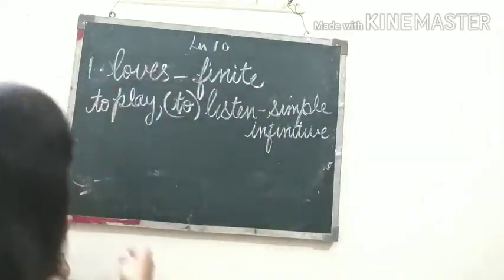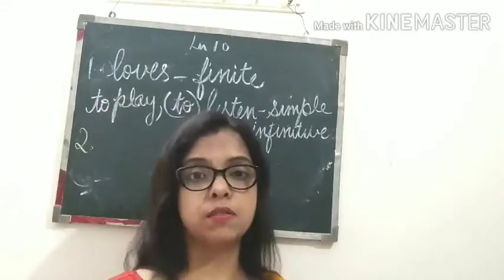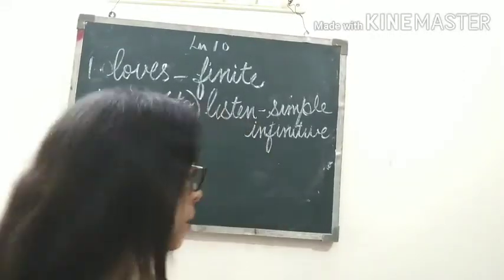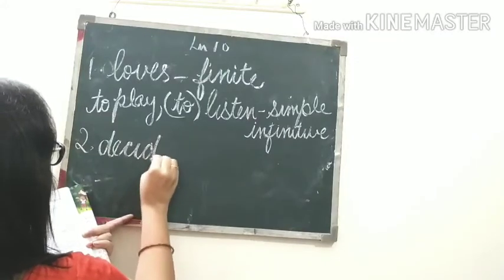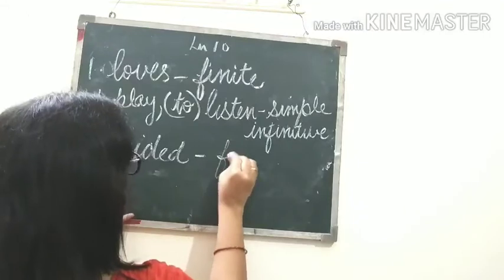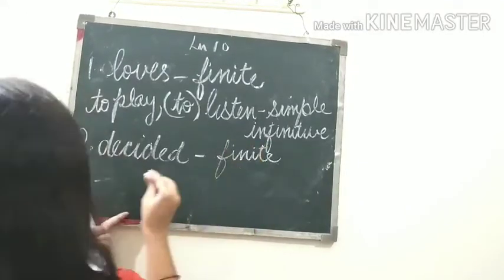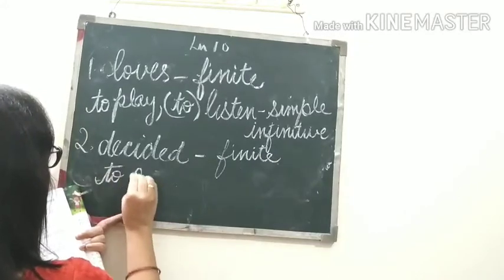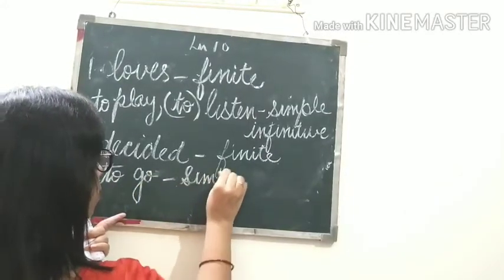So you will write like this. Two sentences I am showing you, children, here. The rest of this we will discuss and you will write it. Okay. Decided, D-E-C-I-D-E-D. Decided is what? It is finite. And to go, it is a simple infinitive.